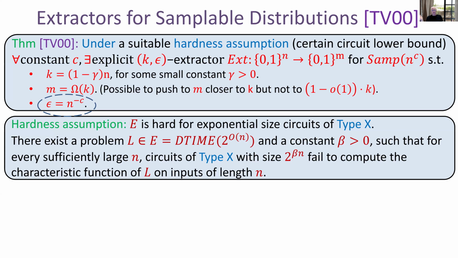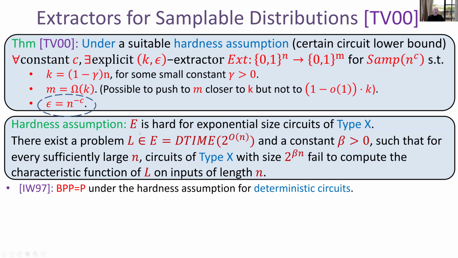And now let me tell you about the hardness assumption which Trevisan and Vadhan used. So this is a template of hardness assumptions where we say that the class E is hard for exponential size circuits of type X if there exists a problem L in the class E, namely DTIME 2^O(n), and a constant beta, such that L cannot be computed by circuits of a specified type of size 2^(beta n). Right? So this is a template of assumptions. It depends on what type of circuits you take as type X.